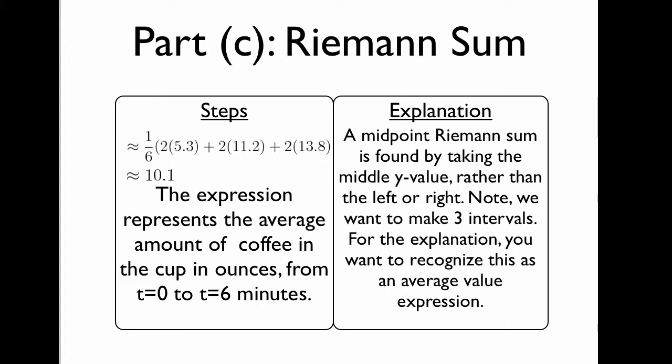Now notice several things there in the steps. I want to mention the average. I want to mention what it's the average of, the coffee. I want to mention the units. It's the coffee in ounces. And I want to mention the time, from time 0 to time 6. Because in that integral, we're including all of those types of things.